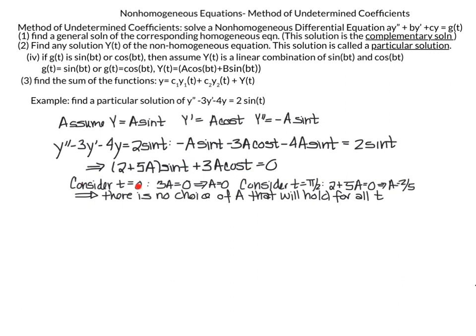So let's consider t equals 0. At t equals 0, this goes to 0, and what I get is 3a, and this goes to 1. So what I get is 3a is equal to 1. That only leaves me a is equal to 1/3. But let's consider t equals pi over 2.